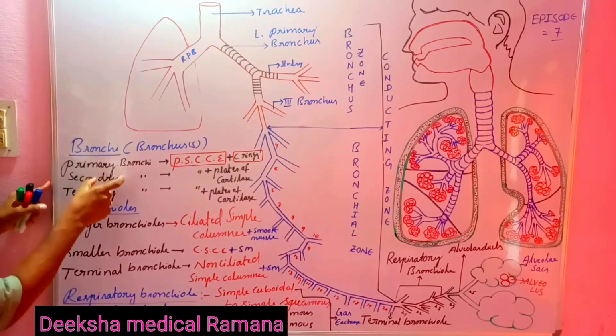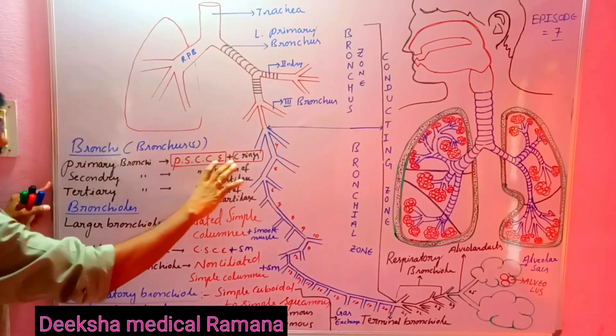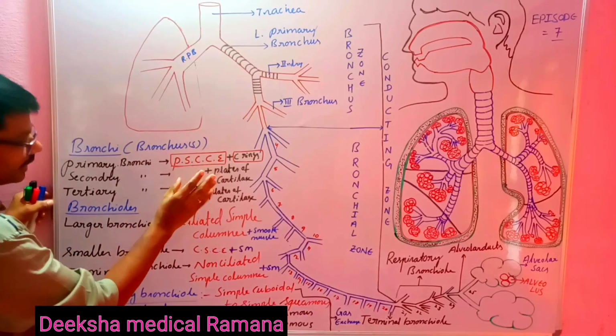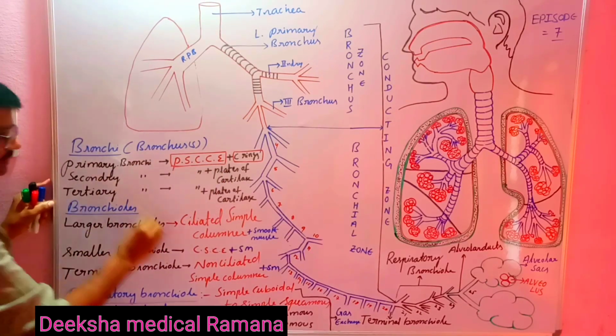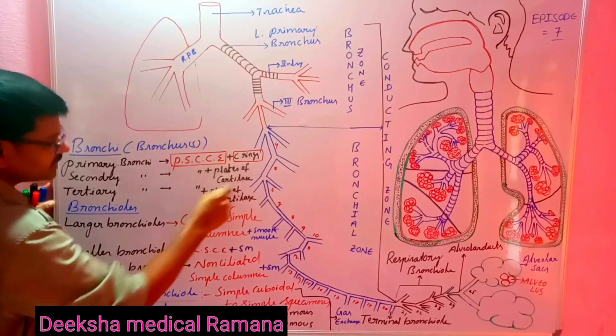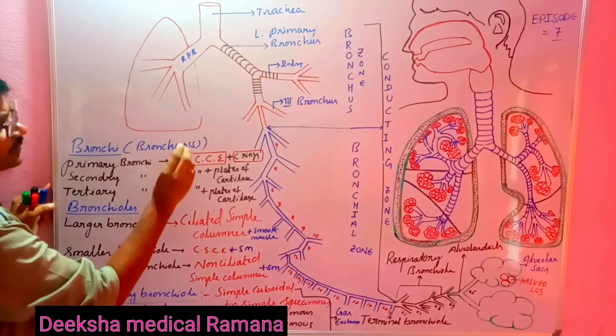Okay, primary bronchi, secondary bronchi and tertiary bronchi, all three are useful for what? Cleaning the air, because of the presence of the cilia. At the same time, due to the presence of these rings of cartilage, it helps to prevent the collapse.